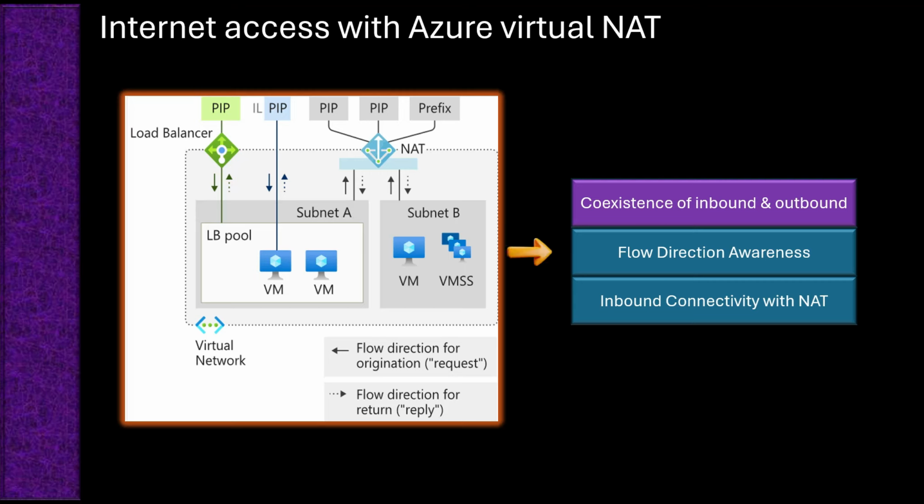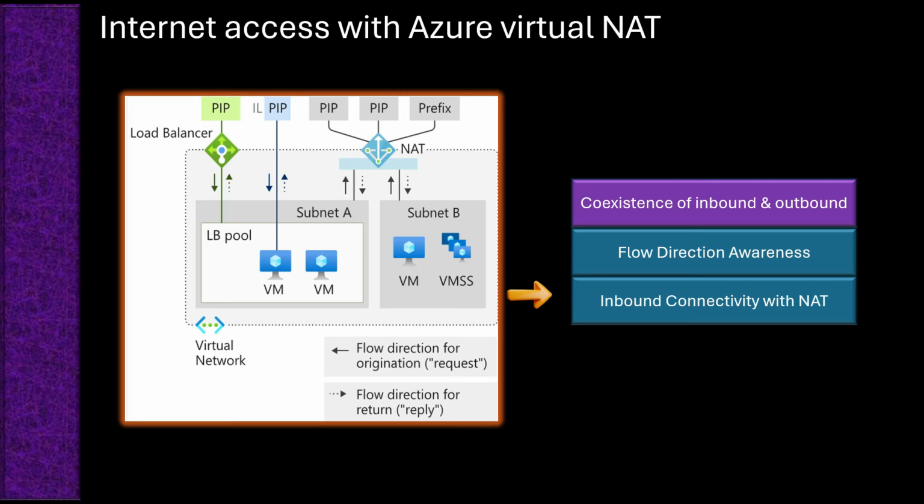NAT and compatible standard SKU resources like a load balancer distinguish whether a flow originated inbound or outbound. For example, if an application needs both inbound connections, say for user access, and outbound connections for accessing other external resources, NAT and load balancer can be configured on the same subnet to handle both types of flows accurately.